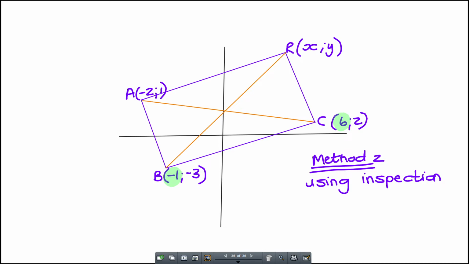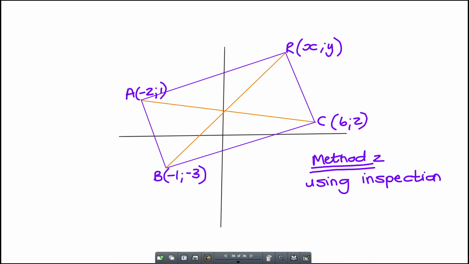So if you go look, what is the difference, what is the distance, and I say that in brackets, from -1 to 6, it's going to be 7. Do you agree? Which means that the distance from -2 to that number must also be 7. Do you guys agree? Okay, now if it is -2, add 7, then what would the x value of R be? 5. And look how much we had to work out in the previous method to get to that 5. Okay. Now, to get the y values.